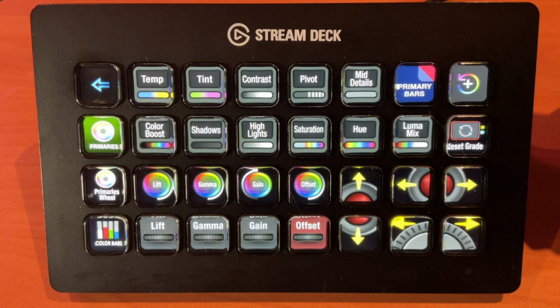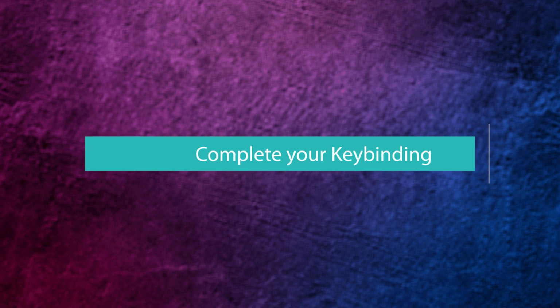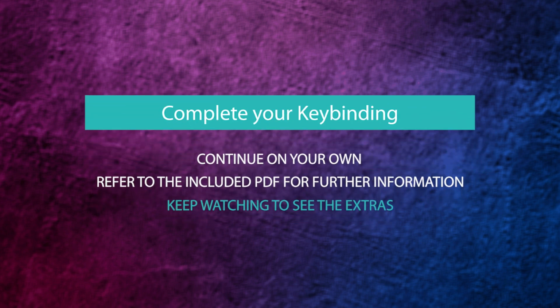And there you have it. That's your primaries. It would be done if you've gone through and just quickly programmed each of those parameters. So you can continue on your own. It's pretty self-explanatory as to what keys go with what part of the interface. If you need further clarification, we've detailed everything in the PDF that's included in the pack. You can refer to that. But now I'm just going to show you a couple little extras that we've thrown in.